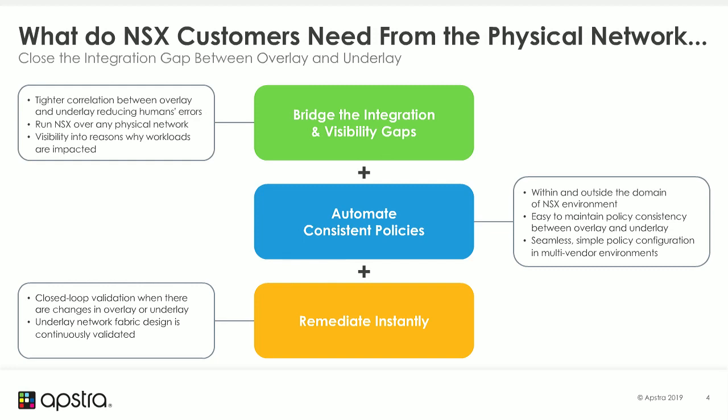Another thing they want from the physical network is the ability to automate consistent policies within the domain and outside the domain of NSX environments. So they want to be able to easily maintain these consistent policies in a seamless and simple way in a hardware vendor agnostic underlay. Lastly, they want to quickly remediate any potential issues that surface in the network, which requires continuous monitoring and closed loop validation between the overlay and underlay as changes occur.